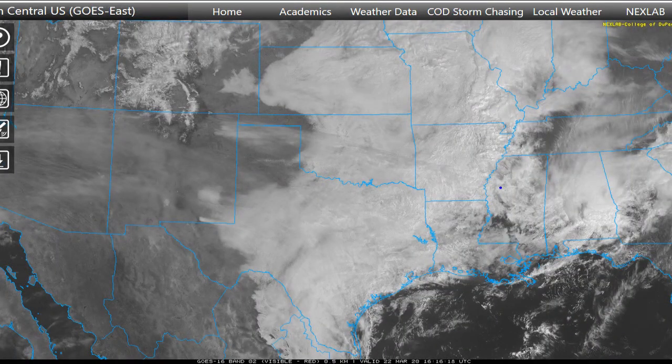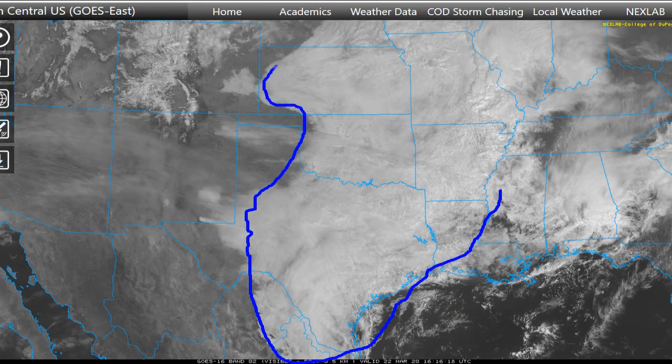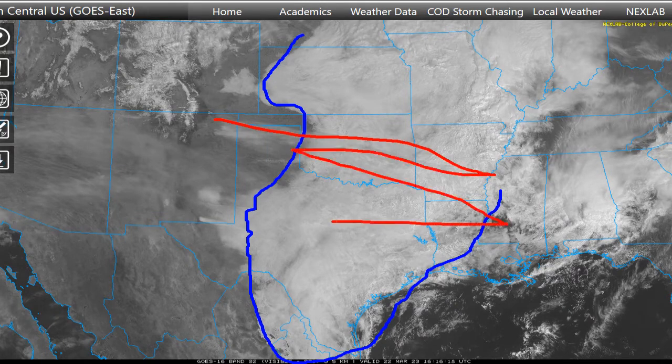Out in Texas, some very extensive stratus and fog goes all the way down to Mexico, back up to the Concho River Valley, and then up to Kansas. Extensive stratus there, so that's that isentropic lift. And on top of that, looks like we're getting some cirrus as we get some height falls or maybe some jet stream interaction from the west.